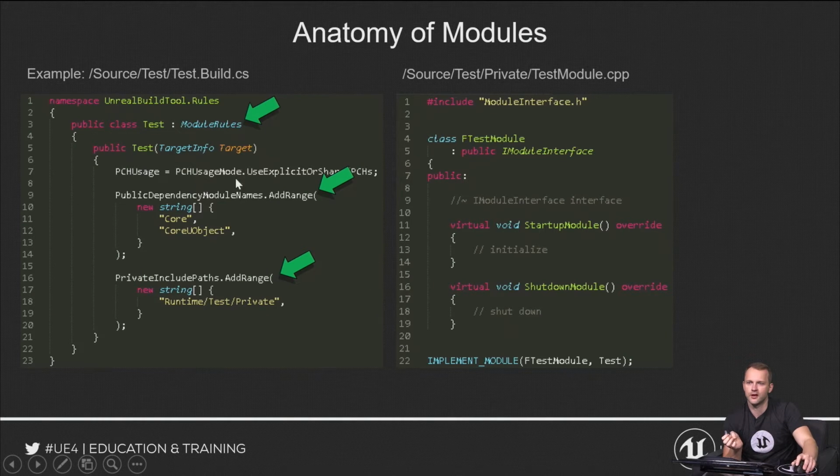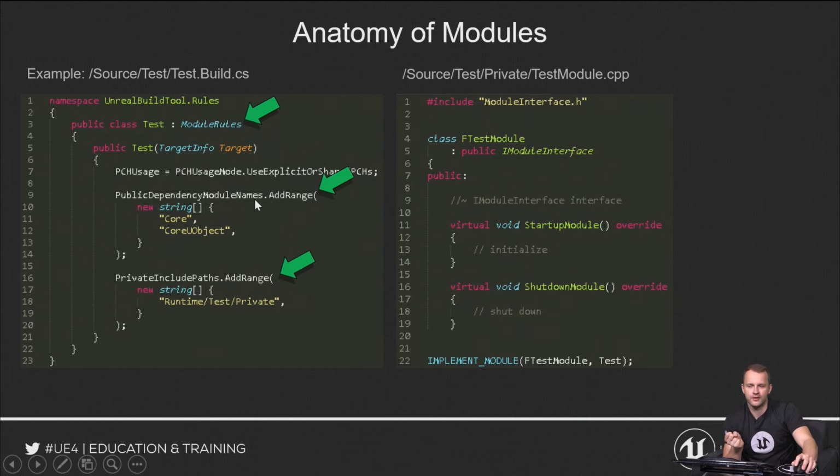And here I made up a fictitious module. It's just called test, just to show you how this works. The C# file just implements a class that inherits from ModuleRules. And then within the constructor, you can configure a number of different properties. In this case, I only showed two, which also happen to be the most commonly used. The first is PublicDependencyModuleNames, and the second one is PrivateIncludePaths.